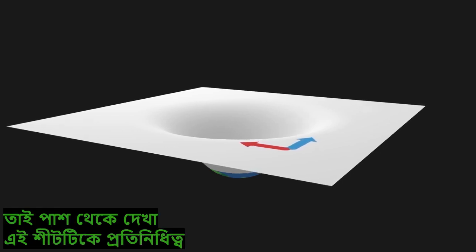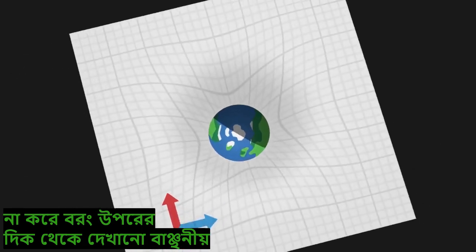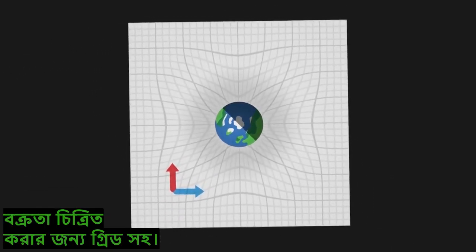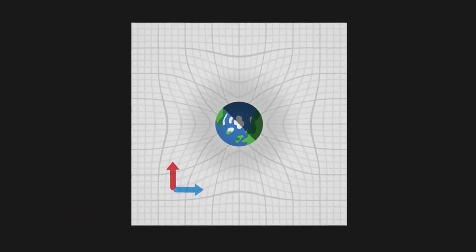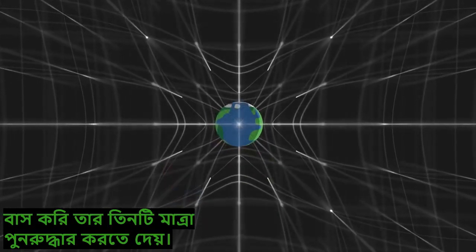It is therefore preferable not to represent this sheet seen from the side, but rather from the top, with a grid to illustrate the curvature. While we're here, this also allows us to restore the 3 dimensions of space in which we live.